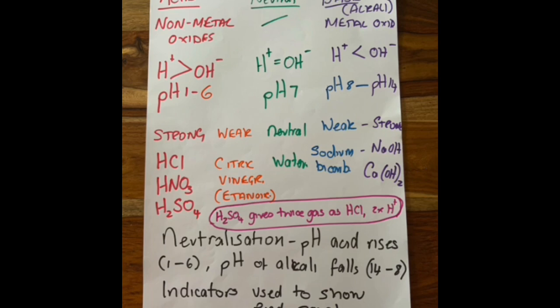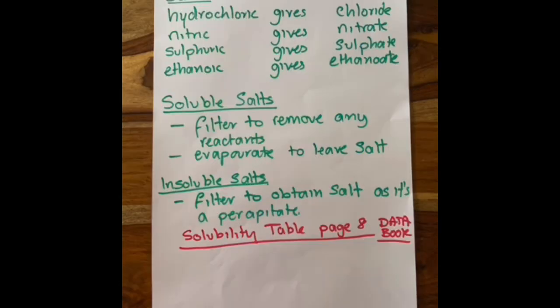Water. And alkalis: H plus is less than the OH minuses, pH of 8 to 14, as you can see in the colours. Weak ones are sodium bicarb, strong ones are sodium hydroxide and calcium hydroxide. Indicators are used to show the endpoint, and neutralization is when the acid rises towards 7 or the alkali falls towards 7. Hydrochloric acid gives chloride salts, nitric gives nitrate salts, sulfuric gives sulfate, ethanoic gives ethanoate.